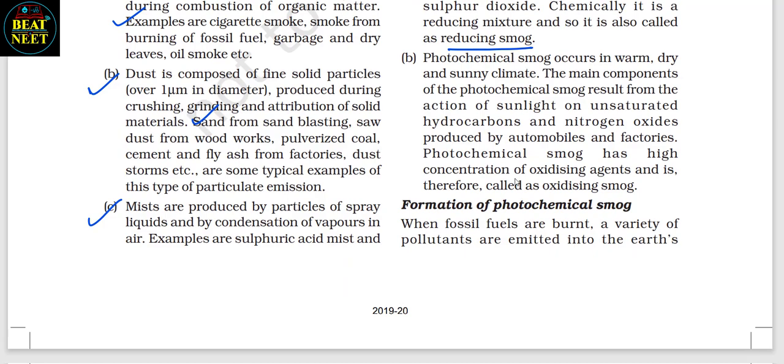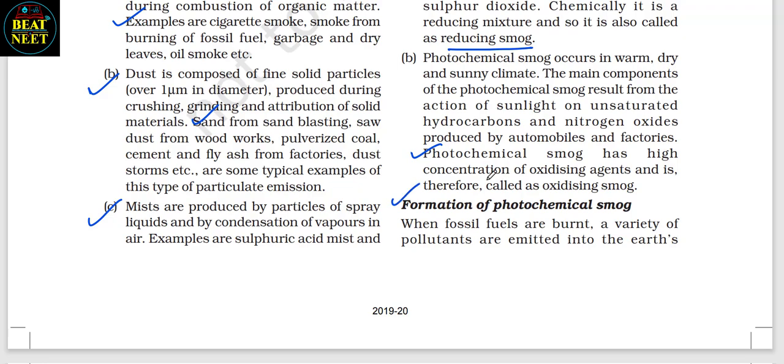B. Photochemical smog occurs in warm, dry and sunny climate. The main components of photochemical smog result from the action of sunlight on unsaturated hydrocarbons and nitrogen oxides produced by automobiles and factories. Photochemical smog has a high concentration of oxidizing agents, and is therefore called oxidizing smog.